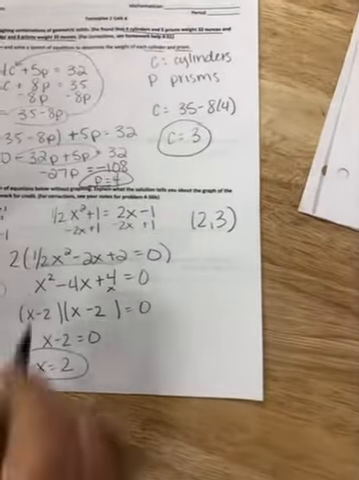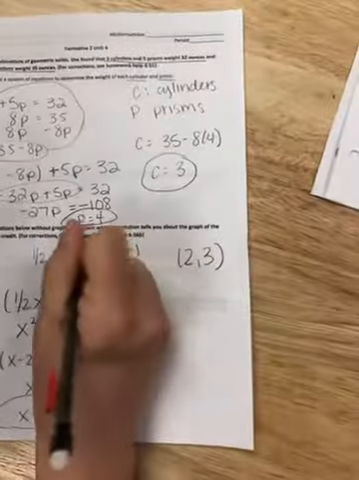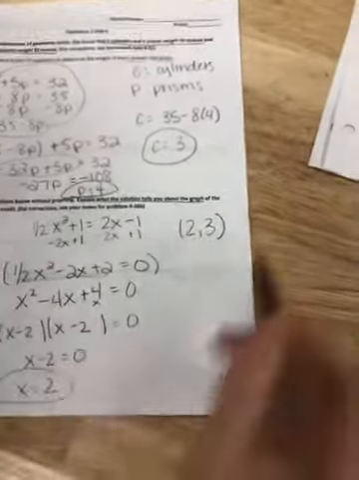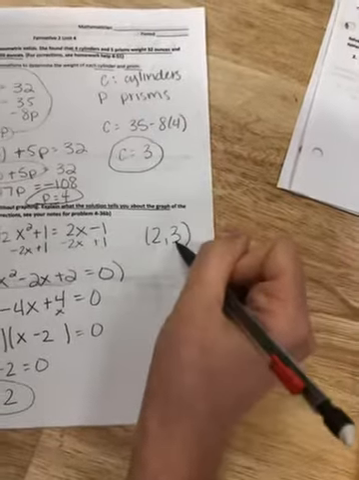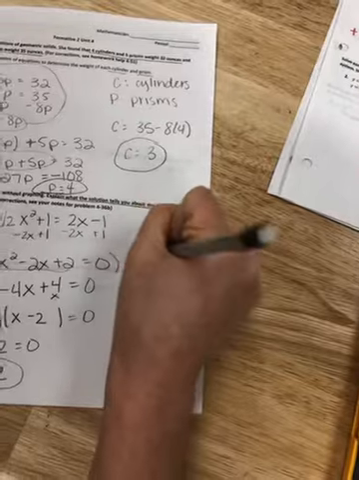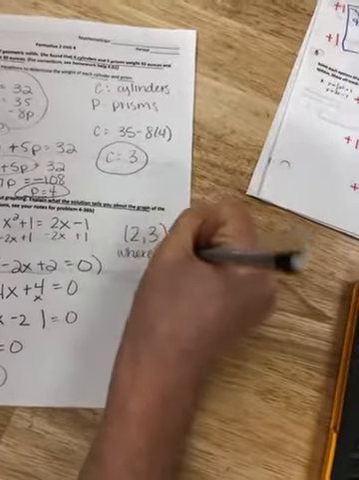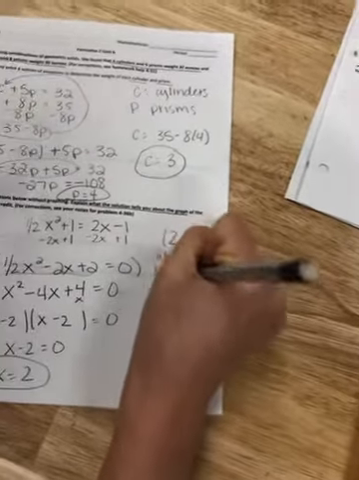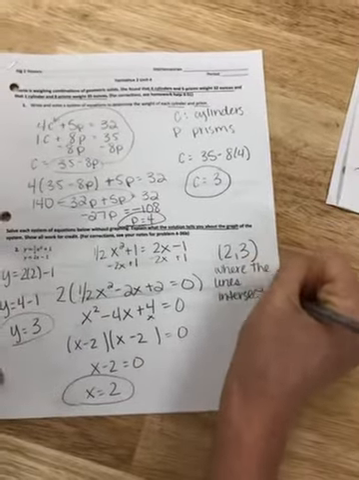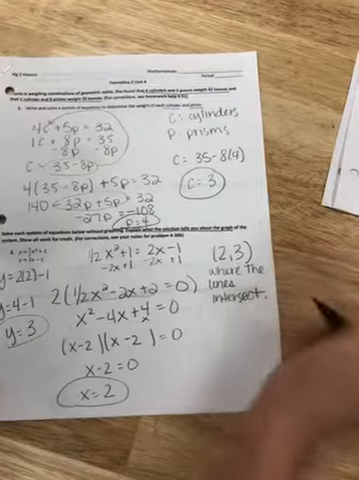And then it asked you to explain what the solution tells you about the graph of the system. So we needed to say that (2, 3) is where the lines would intersect, or where they share the same solution. Something about explaining what that means to the system.